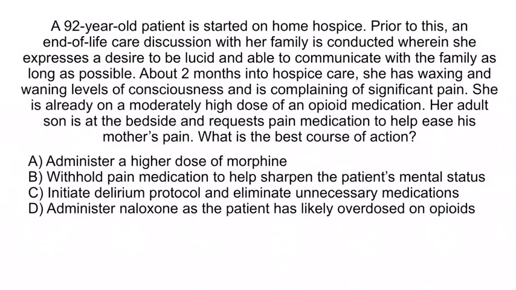A 92-year-old patient is started on home hospice. Prior to this, an end-of-life care discussion with her family is conducted wherein she expresses a desire to be lucid and able to communicate with the family as long as possible. About 2 months into hospice care, she has waxing and waning levels of consciousness and is complaining of significant pain. She is already on a moderately high dose of an opioid medication. Her adult son is at the bedside and requests pain medication to help ease his mother's pain. What is the best course of action?